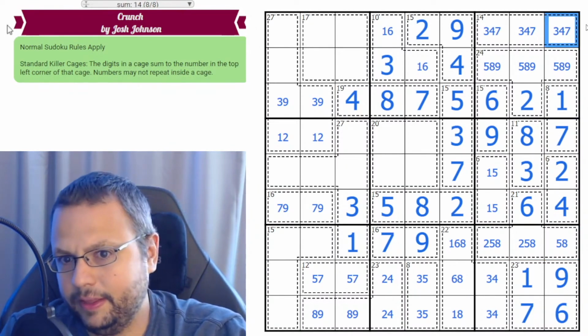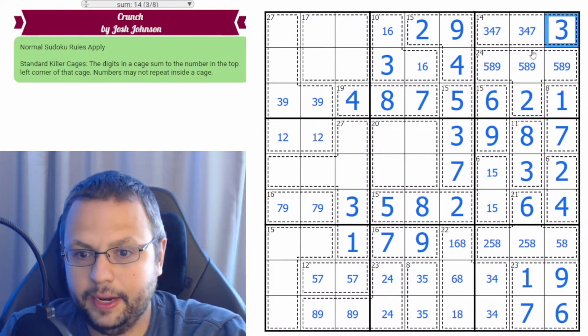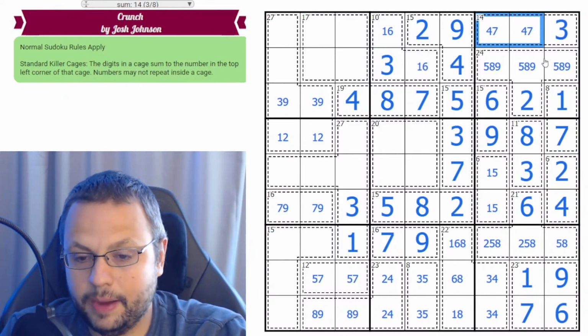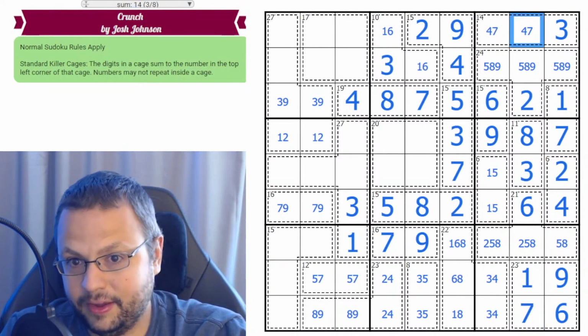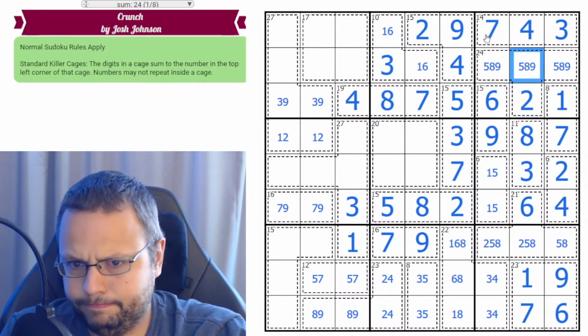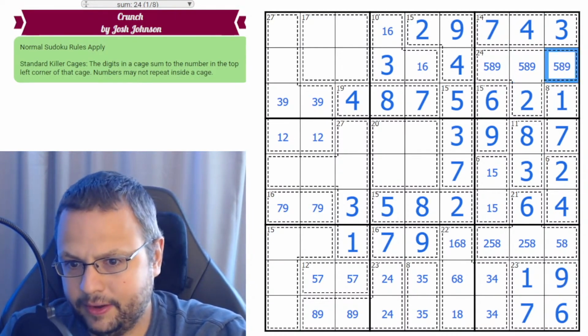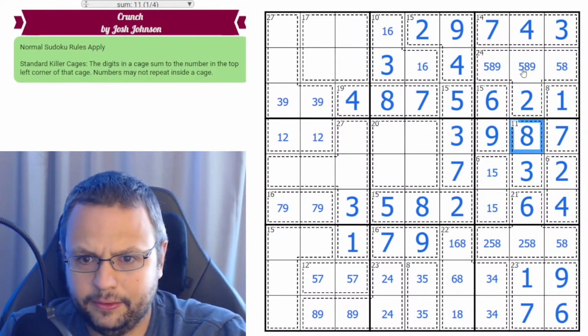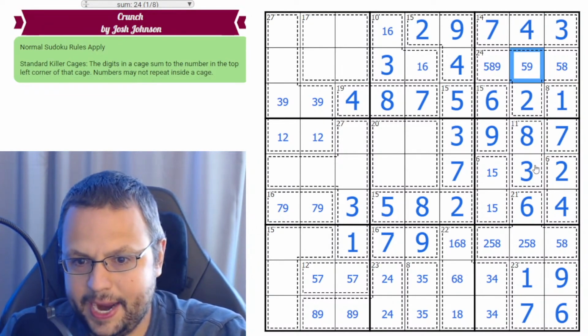There's a 4 and a 7 in the column, so this is just a 3. As we sort of update our pencil marks, there's a 7 in this column, so that's a 4 and a 7. There's a 9 in this column, so that's not a 9. There's an 8 in this column, so that's not an 8.